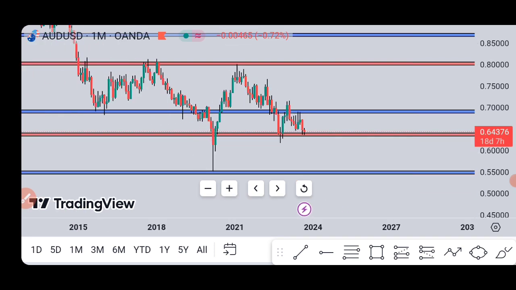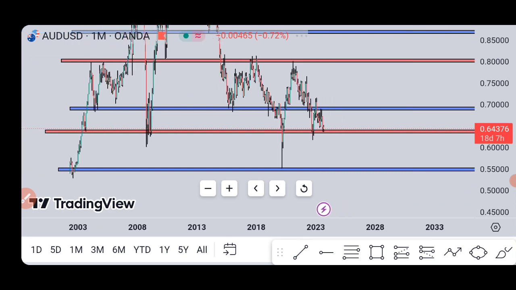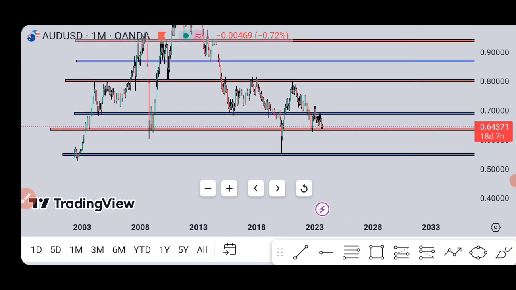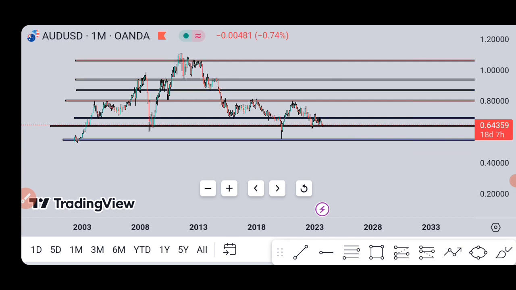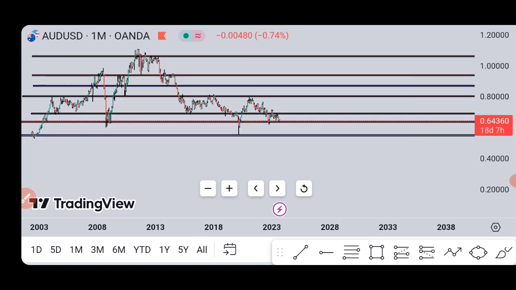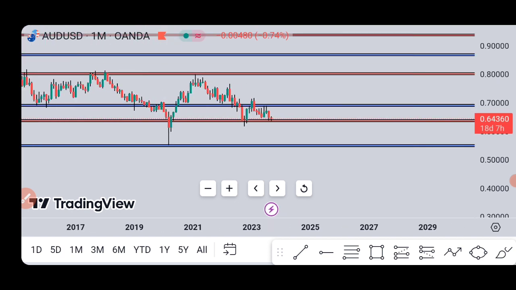So guys, this is my AUD USD chart. These are my monthly and weekly structures. The market is overall in a downtrend. That's why you see Dapo Willis selling AUD USD every time.